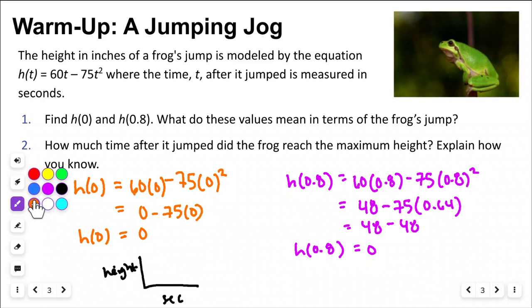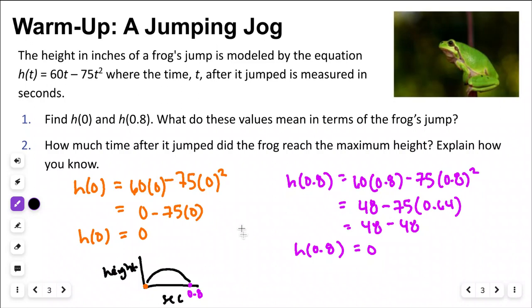We know that we have a point here at 0, 0. 0 seconds, the height is 0. And we also know at 0.8, the frog is on the ground. So what happened in between this time? The frog jumped. The story is about a frog jumping, right? We've just got this first 0 here is the start of the jump, and then the frog must have jumped. And 0.8 seconds is when the frog landed.